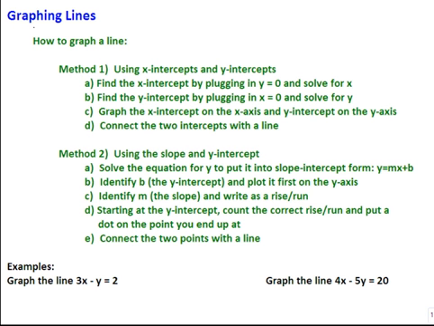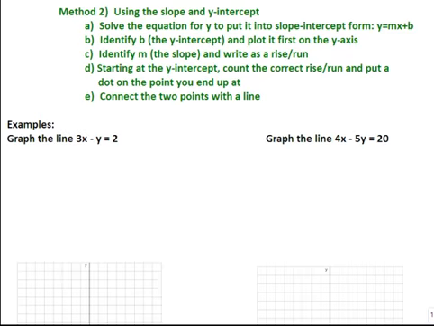The first method that I'm going to talk about is the intercept method, and that's using the x-intercepts and the y-intercepts. Well, the x-intercept is found by finding where y equals 0 and solving for x, and the y-intercept is found by plugging in x equals 0 and solving for y. Then you just graph these two intercepts on your x and y axis and connect the two intercepts with a line. So I'm going to show you two examples using this method.